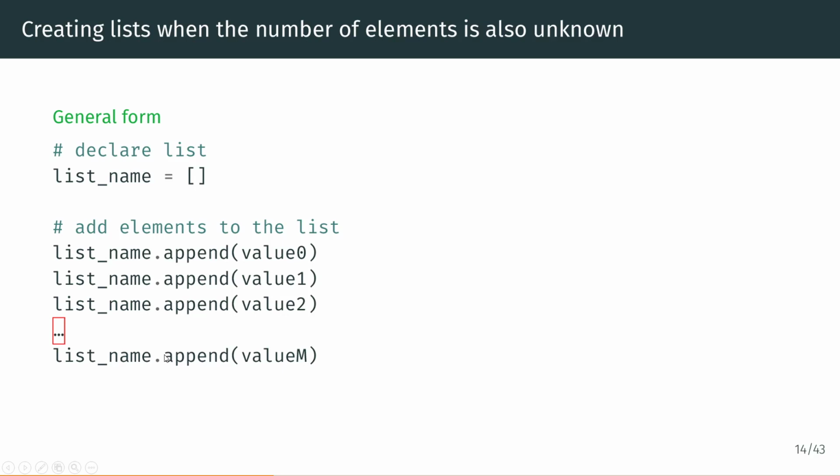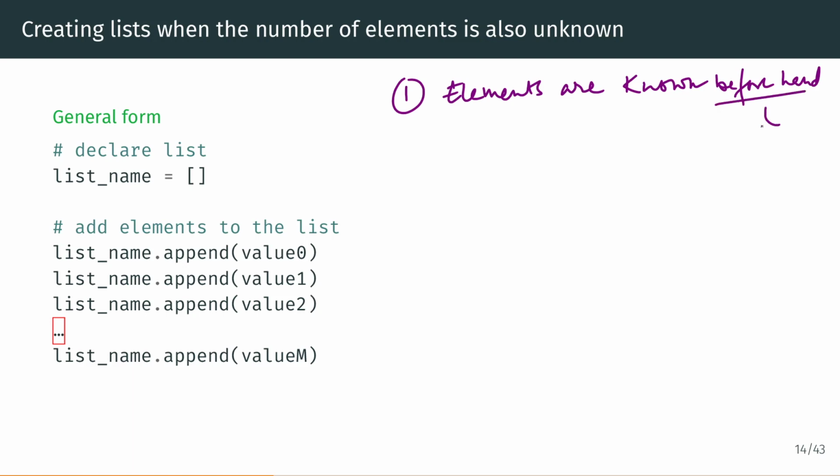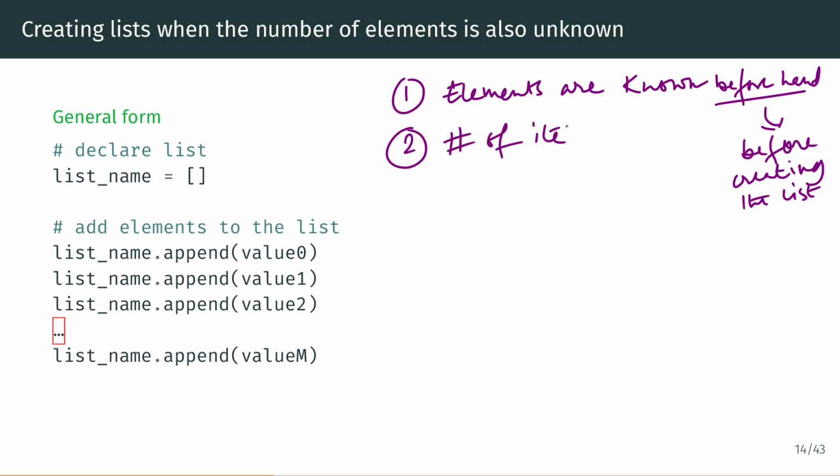Now we have looked at creation of lists when the elements are known beforehand, which means before creating the list, the elements are known before creating the list. We've also seen another method of creating the list when the number of elements or number of items is known.